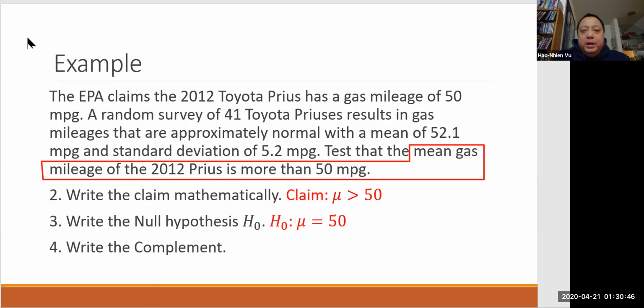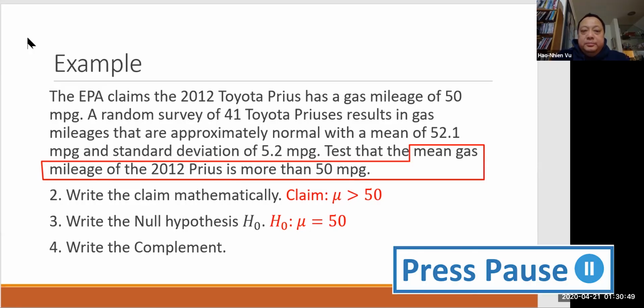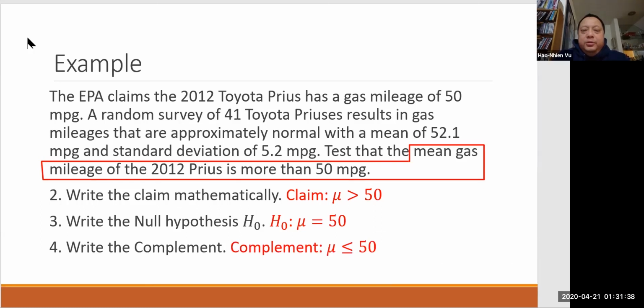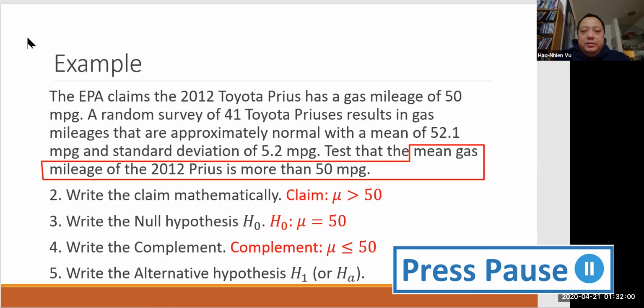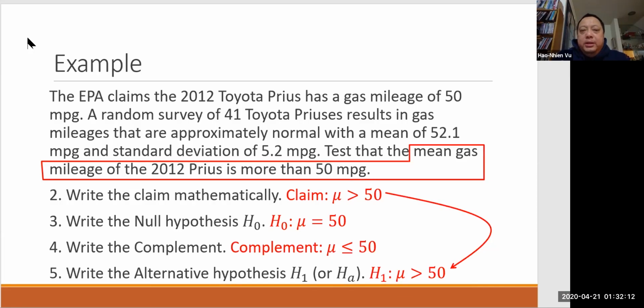Number 4, hit pause, write the complement. There it is, because the claim has greater than, so the complement has less than or equal. Finally, number 5, write the alternative hypothesis H1 or HA. So hit pause and write the alternative hypothesis. Between the claim and the complement, we pick whichever does not include equality. The complement includes equality, so we don't pick it, we pick the claim.